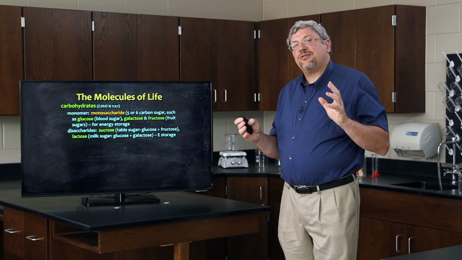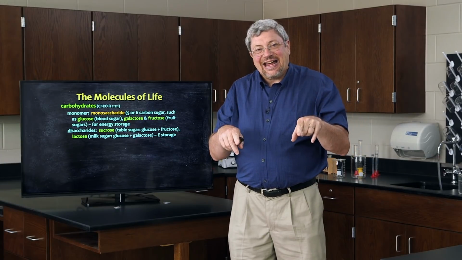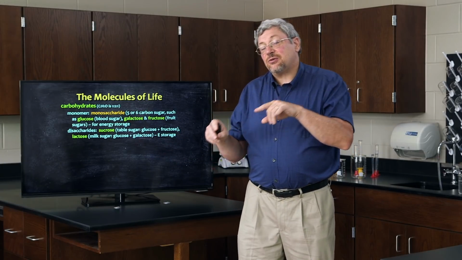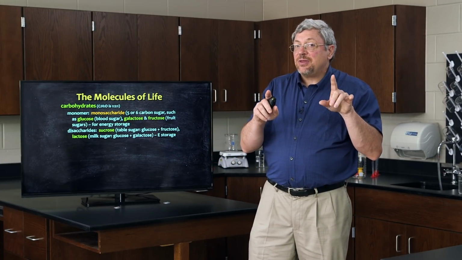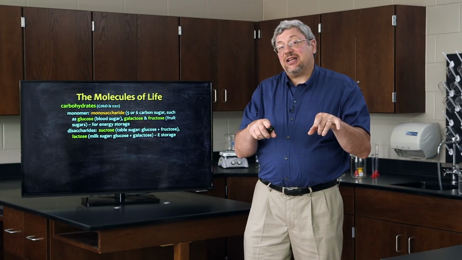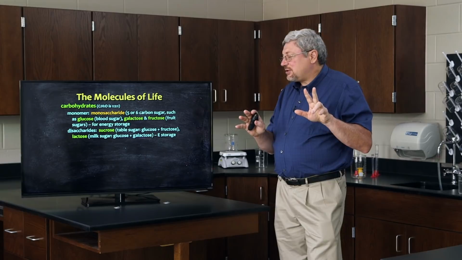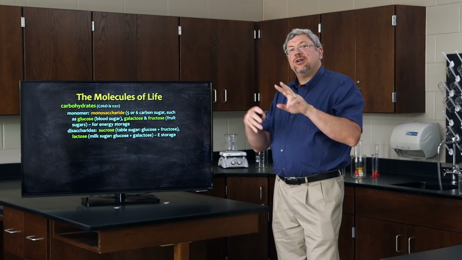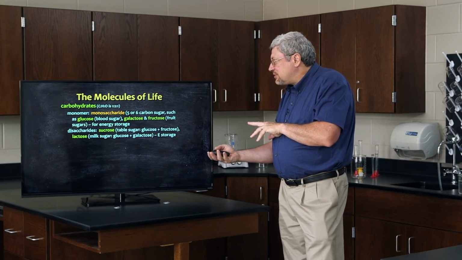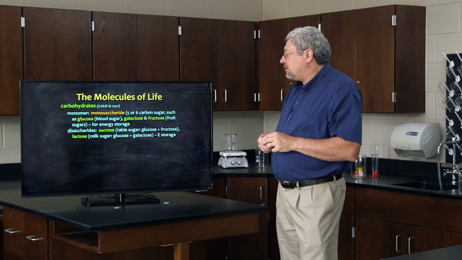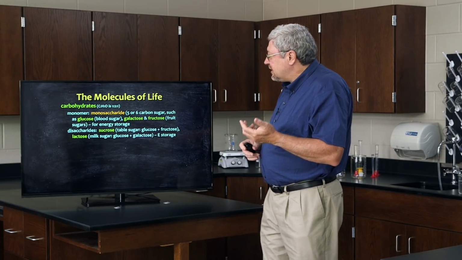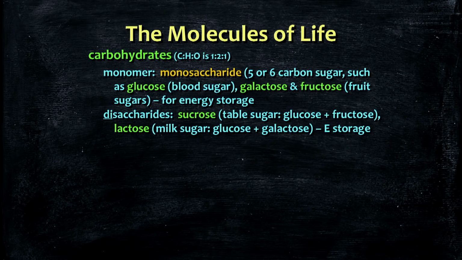Another set of carbohydrates would be the disaccharides. So rather than mono, meaning one, monosaccharides, these are disaccharides, di meaning two. These are carbohydrates made of two monomers of carbohydrate, two monosaccharides. The most common examples here would be sucrose, which is actually made of glucose and fructose put together. And that's known as table sugar.